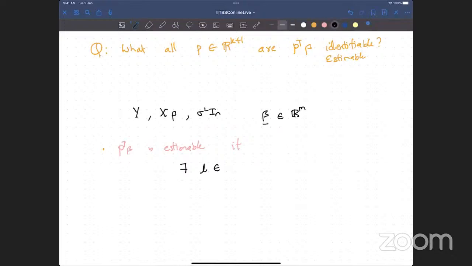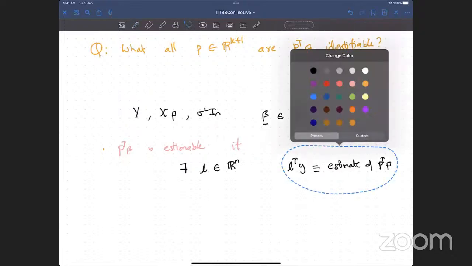So there is a vector L in R^n such that I want to think of L transpose Y as an estimate of P transpose beta. I'll write this whole thing in red. I want to think of it like that.